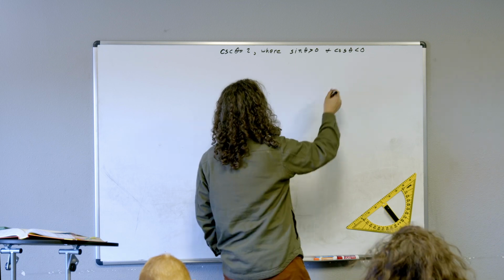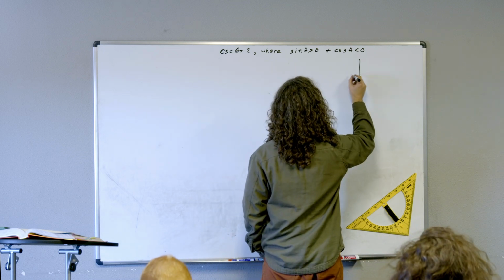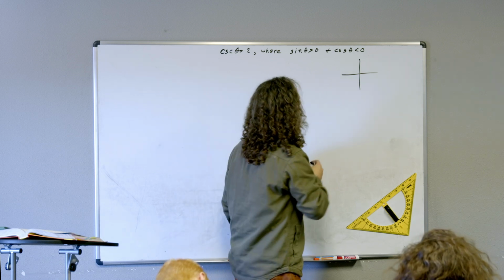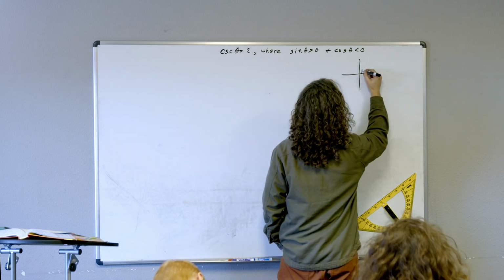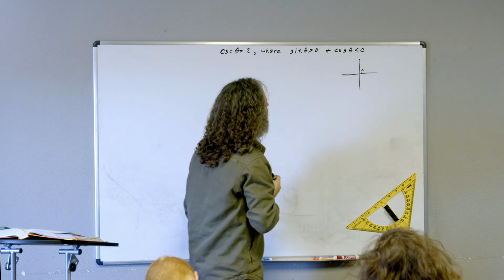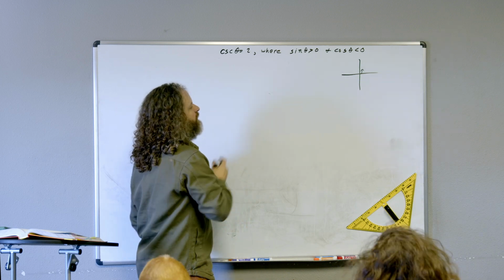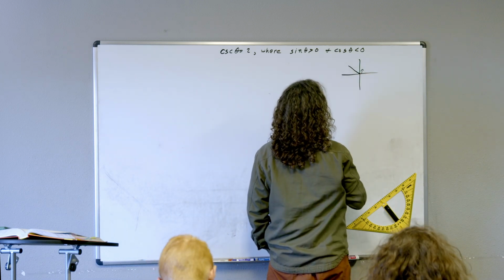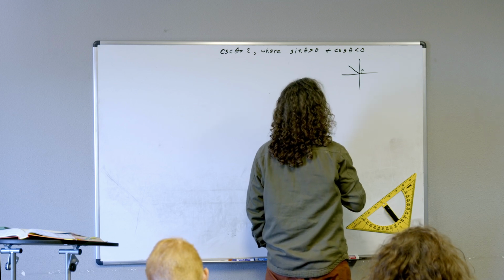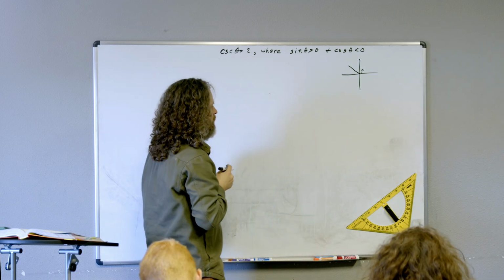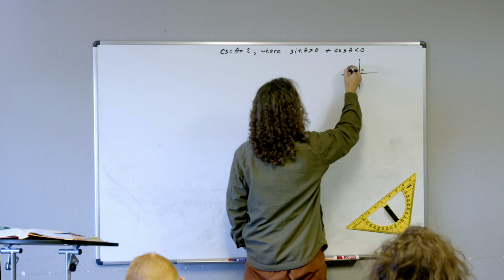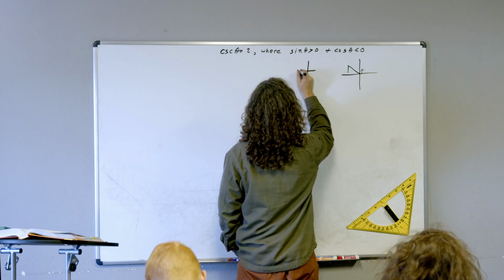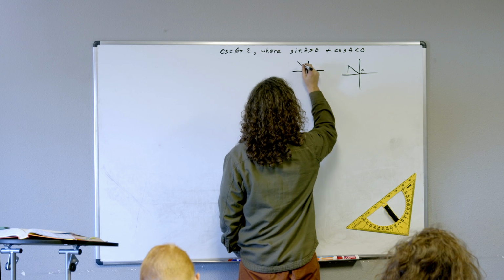So, where is sine positive? Quadrants 1 and 2. So it's up. And where is cosine negative? Quadrants 2 and 3. So we want the angles in this quadrant. Cosine's x and sine's y. So we want the ones over here. I like to draw our reference triangle.